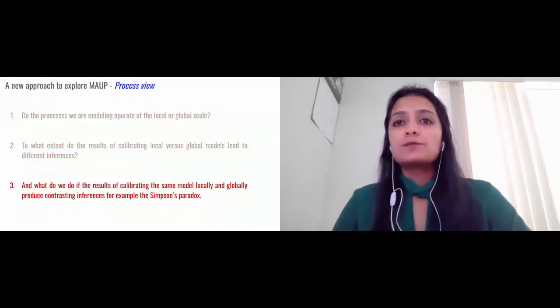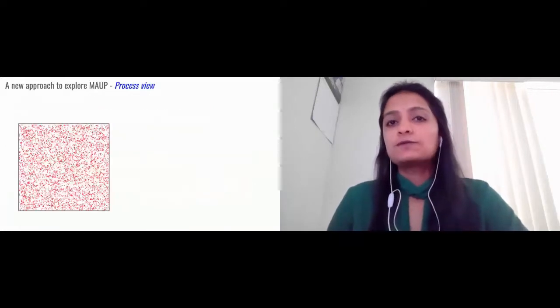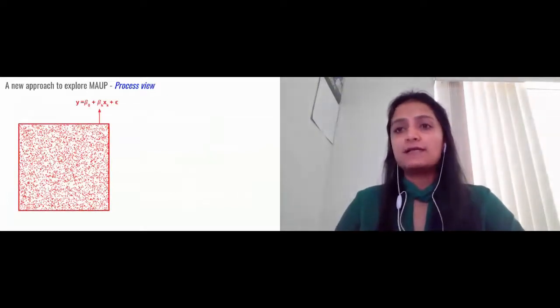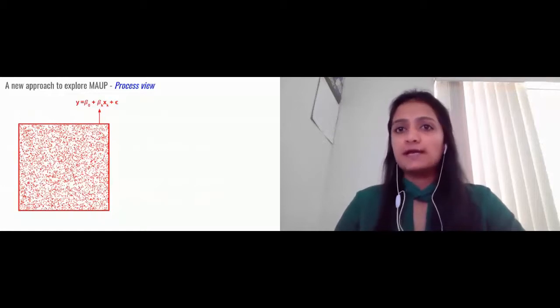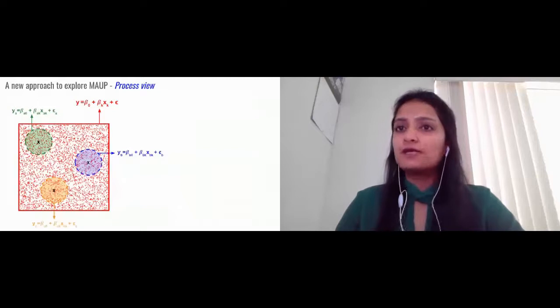So the approach I propose here to explore MAUP with processes at the forefront is as follows. We calibrate a global model using the most spatially disaggregated data available. We then calibrate a local model for each location, and compare the results with local models calibrated using differently aggregated data.